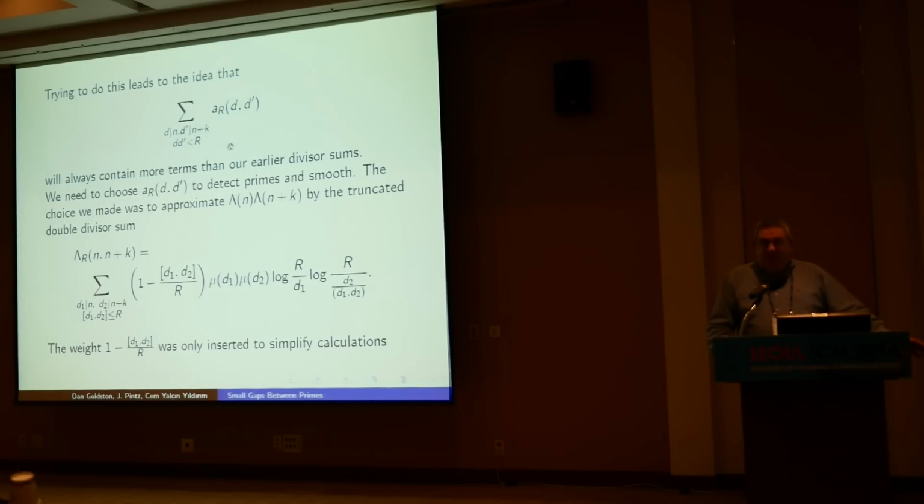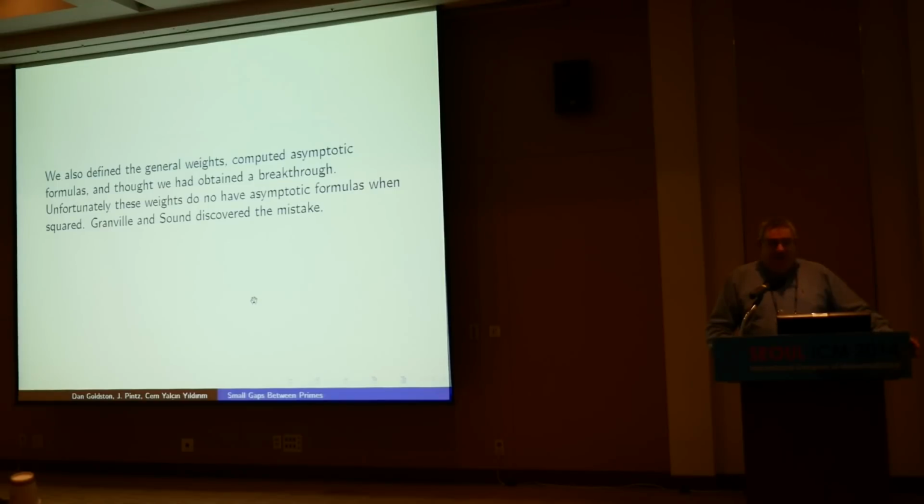And that turned out to be such a good idea, we instantly jumped on it, but we didn't know how to pick the coefficients, so we eventually just came up with these. And then we thought we'd prove some of these results from the last year that you all heard about using this. This is just for 2, but we did it for K-tuples. But then it turned out our results were wrong. So it turned out Granville and Soundararajan found that these weights, when you squared them, actually didn't have any asymptotic formulas.